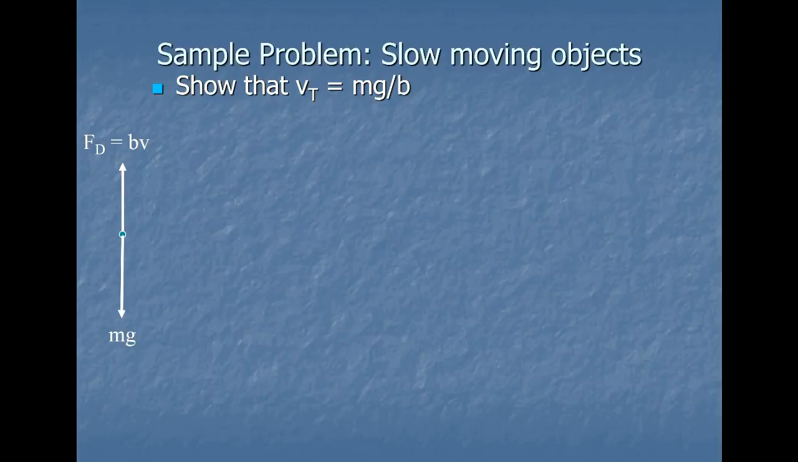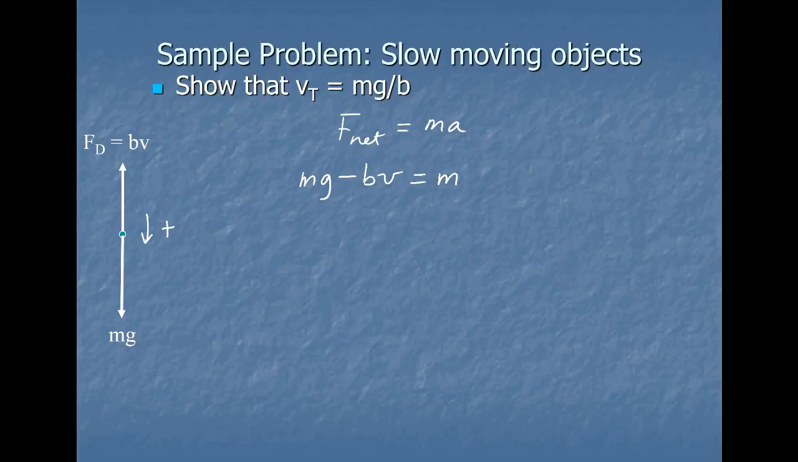Let's show that for slow-moving objects, when the drag force is equal to bv, terminal velocity is equal to mg over b. We can assume that downwards is positive to make our life easier, and then we can just say that Fnet is equal to ma. Now Fnet is going to be mg downwards minus the drag force going upwards, and that's going to be equal to ma.